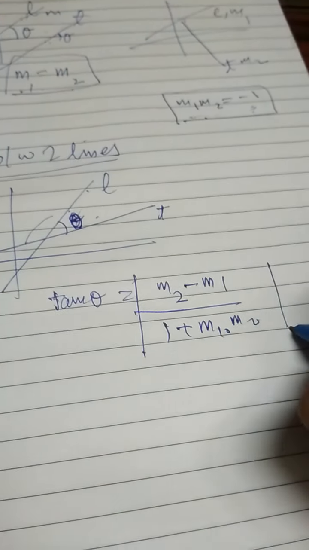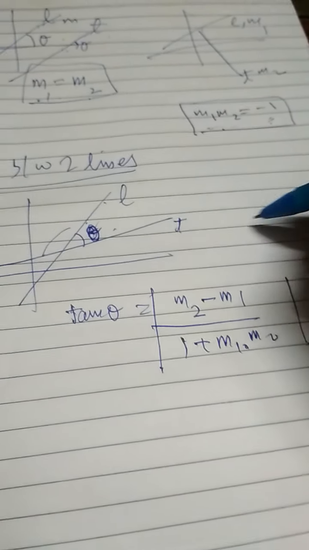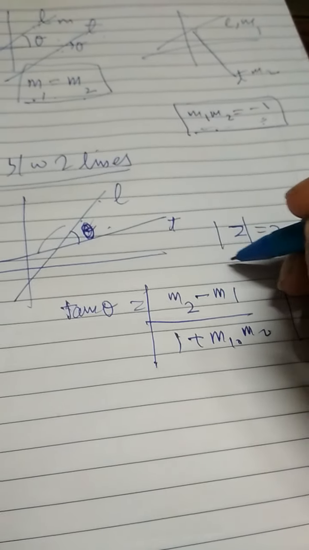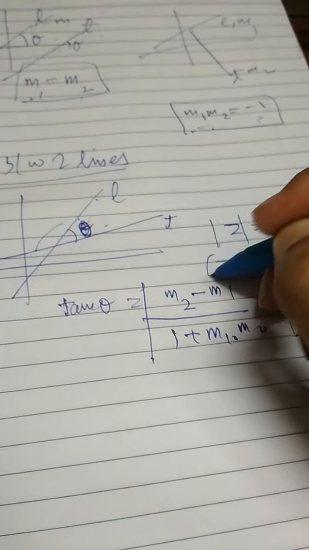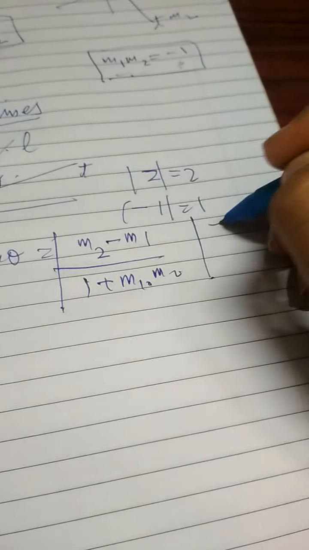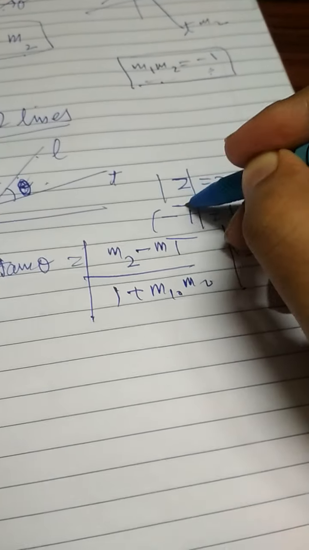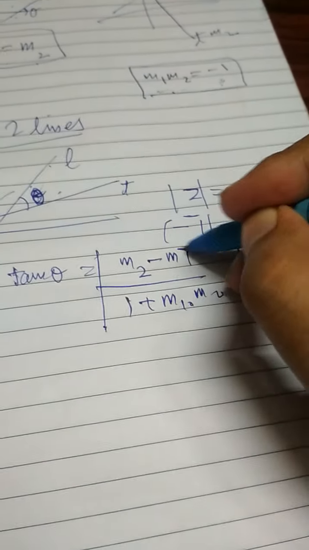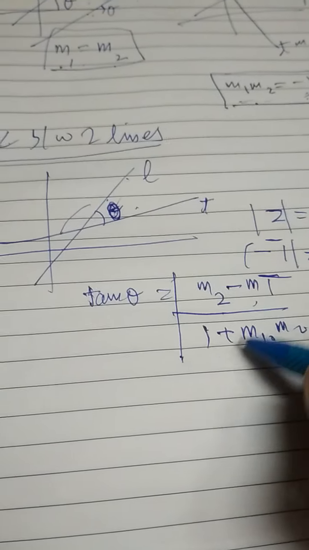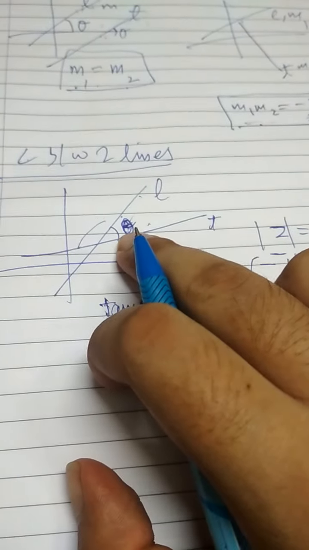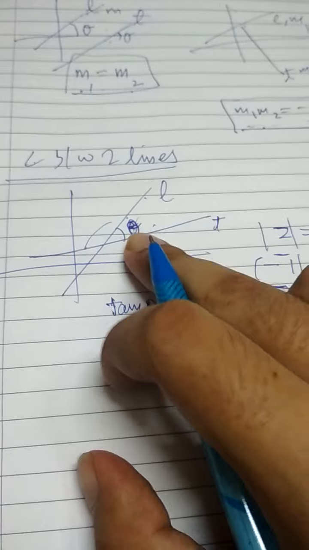I hope you know what a modulus is. Anything inside a modulus becomes positive. So modulus of plus 2 is equal to 2. Modulus of minus 1 is equal to 1. Modulus of minus 2 is equal to 2. Everything inside it becomes positive. The positive one stays positive, and if it is negative, then it becomes positive. So tan of theta is equal to the modulus of (m2 minus m1) divided by (1 plus m1 m2). This is the angle between the two lines.